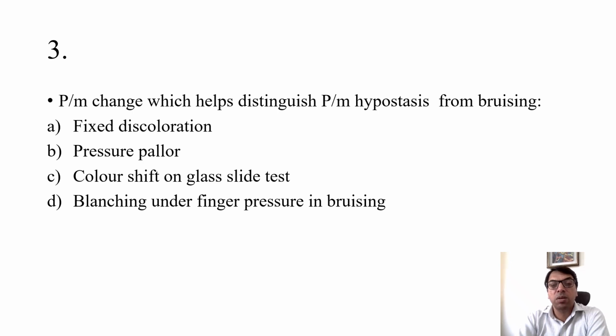And the last is blanching under finger pressure in bruising. It is present in postmortem hypostasis because it is present over all the areas which are present due to pressure in the dependent position, right?